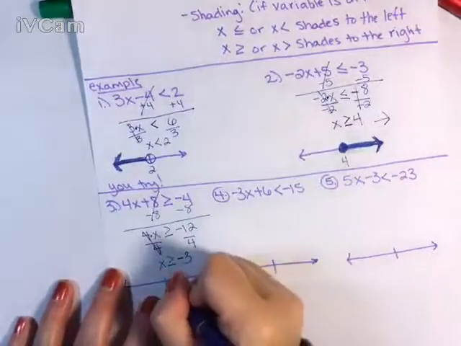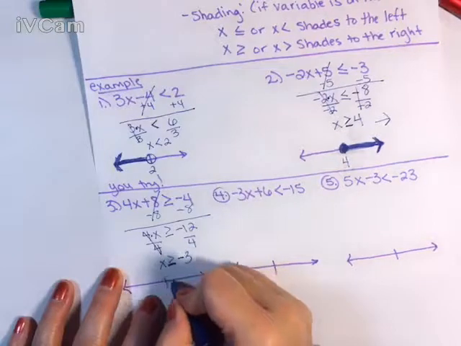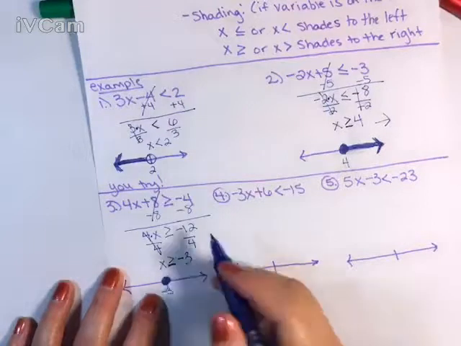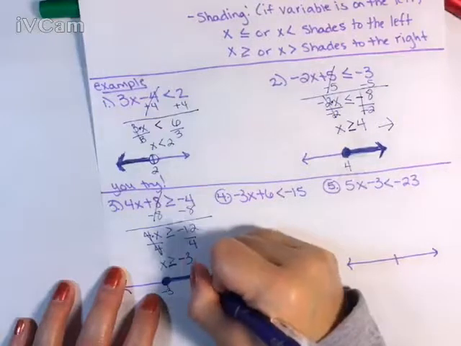Okay, so we have our circle at negative 3. It does have the equal to, so we're going to have a closed circle right there to include it. And it says x is greater than, and it's pointing to the right, so we're going to shade this to the right of the graph, or that right of that point, sorry.